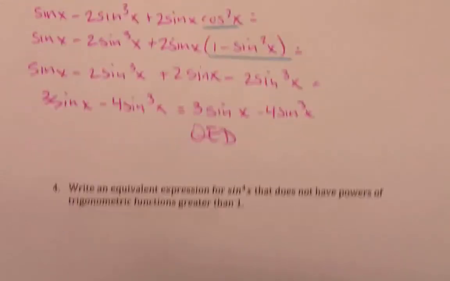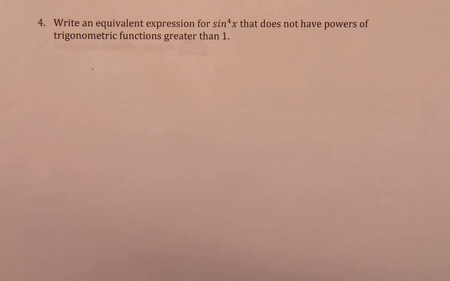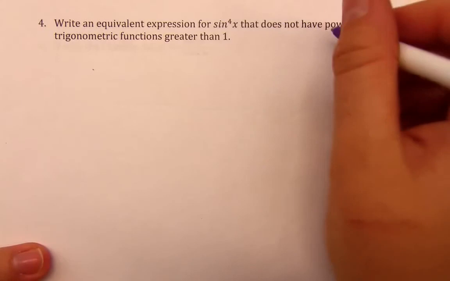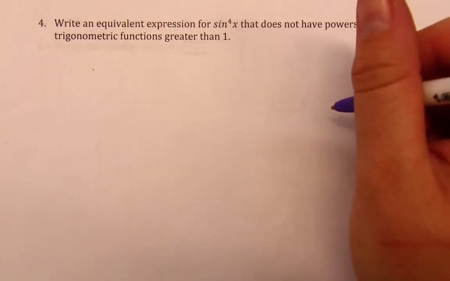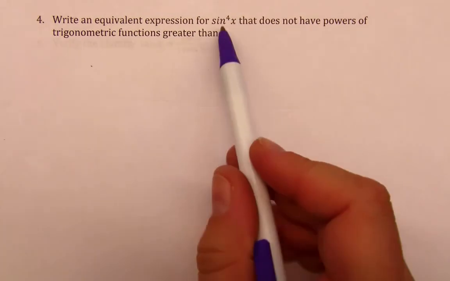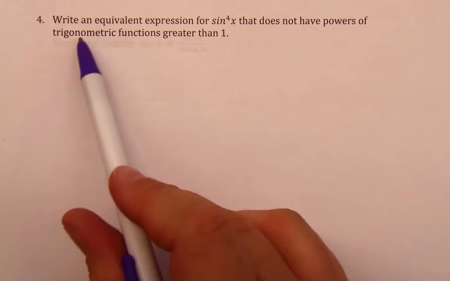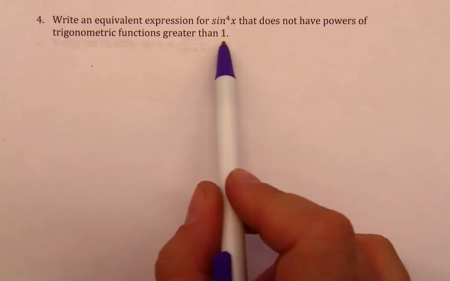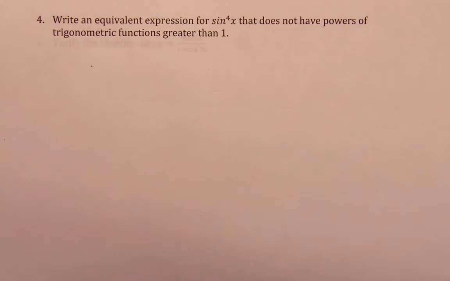Now we can look at the next one, and this is one that usually gives students a little bit of trouble at first. So we're going to go through this one hopefully nice and slow. I am going to be telling you ahead of time what identities we're going to use. So we have sine to the 4th power x, and we want to have it with no powers of trig functions greater than 1. So we want this for no powers higher than 1.